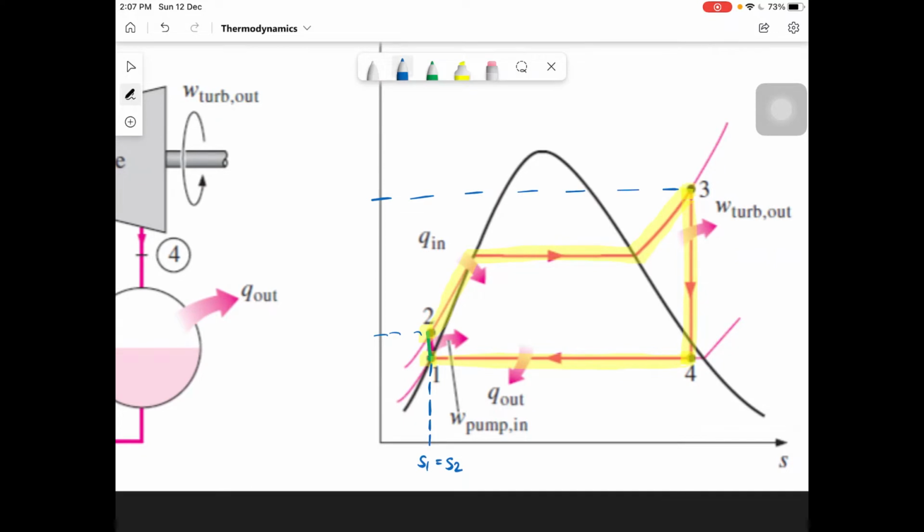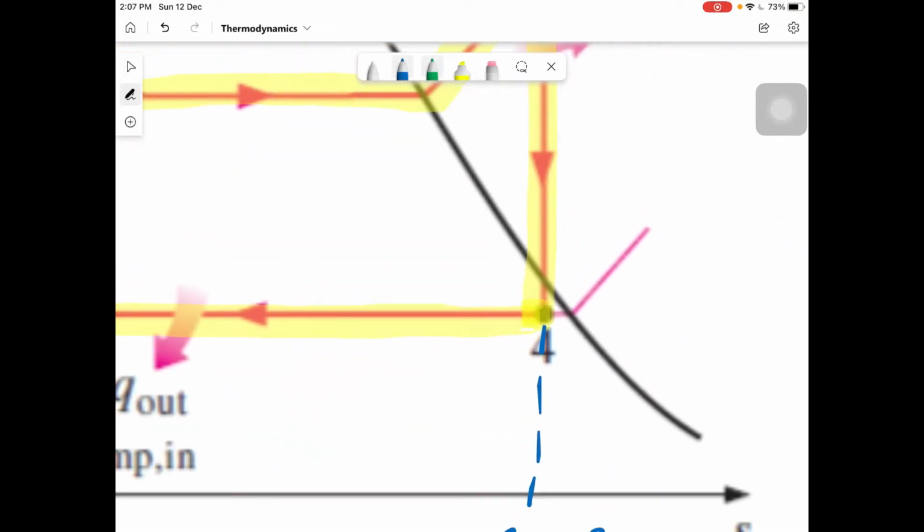Okay, so what does isentropic expansion in the turbine mean? It means S3 equals S4. Simple enough. And notice, if I zoom in a bit more, location number 4 is not over here. It is not at this SG region. It's not at the saturated gas region. So that means it is not saturated fluid, neither is it saturated gas.